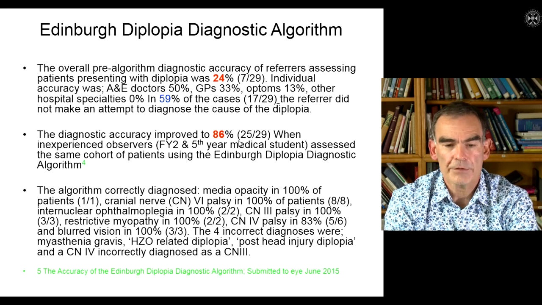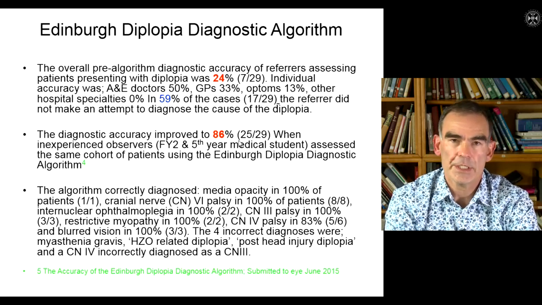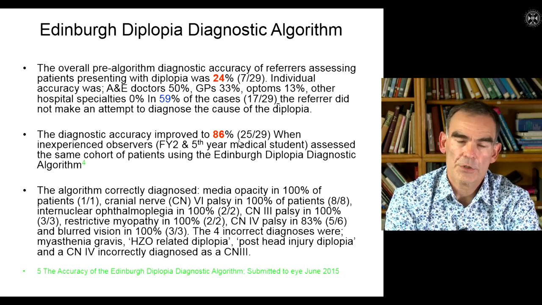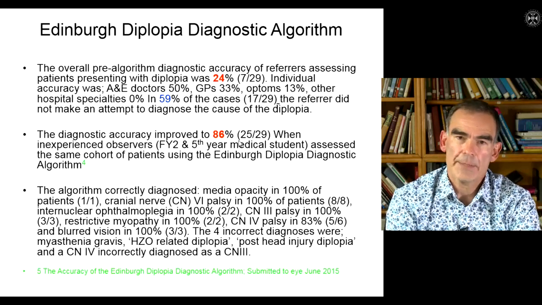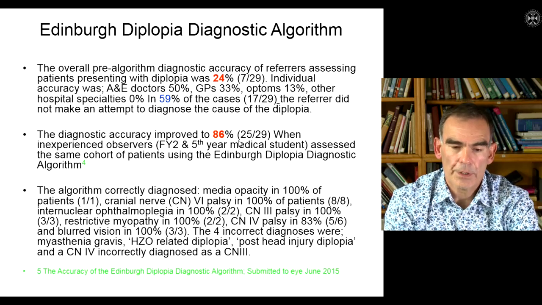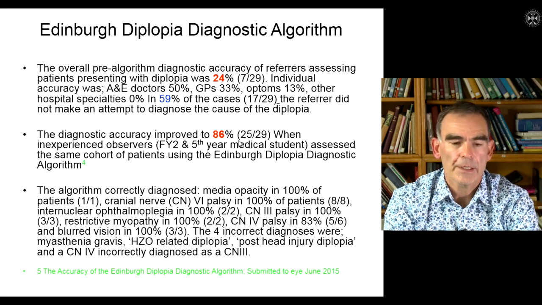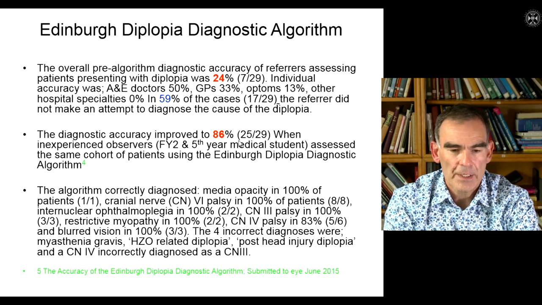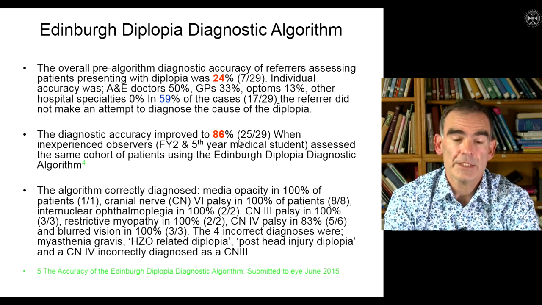We had individuals such as GPs, optometrists, A&E doctors referring patients into the acute referral centre with patients presenting with double vision. And we would see what their diagnosis was, and we would record that. And on the same patient, again, some inexperienced observers. The observers this time were Tim, a fifth-year medical student, and Laura Butler, who was an FY2, who hadn't had any ophthalmology experience, but I'm glad to say Laura's now been recruited to the fold, and Laura's an ST1 in Glasgow. Those were the two inexperienced observers.